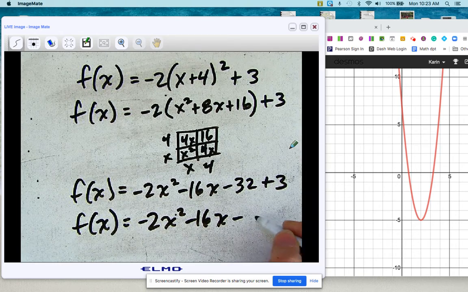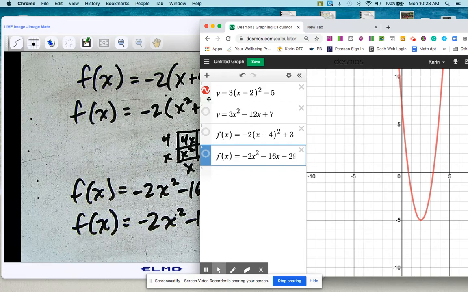Okay, and this gives me negative 29. Okay, so, and again, I'm going to go back to Desmos, just a little proof here. Okay, so I'm going to go turn this one off. Okay, so this was my original.